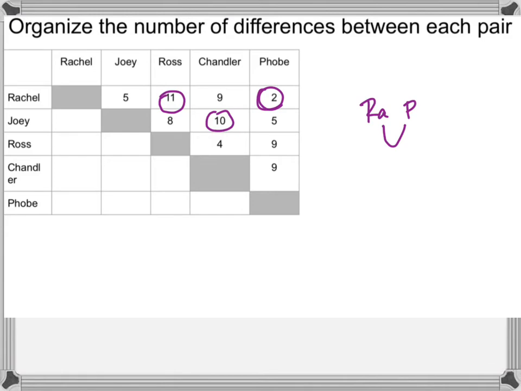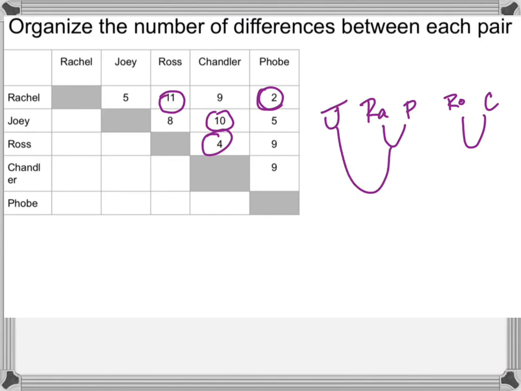But when I look at Ross and Chandler, there's a small number. Okay, so I'm going to put Ross and Chandler together because they seem to be different from this other group with Rachel and perhaps Joey in it. So I'm going to put Ross and Chandler together. And I'm going to see if it makes sense to put Joey with Rachel and Phoebe.